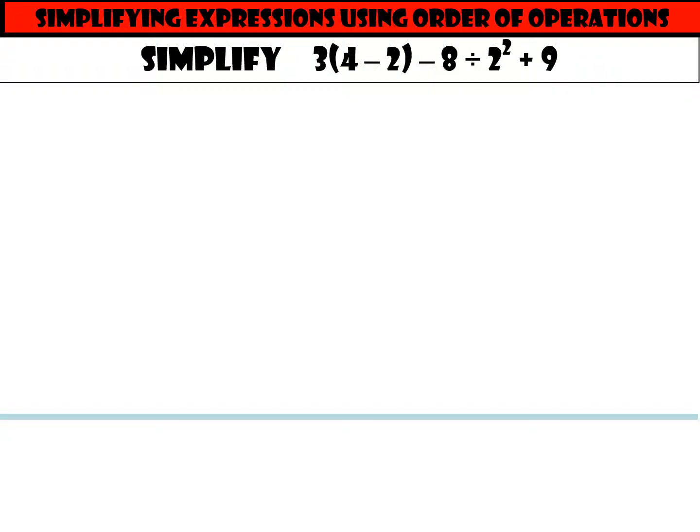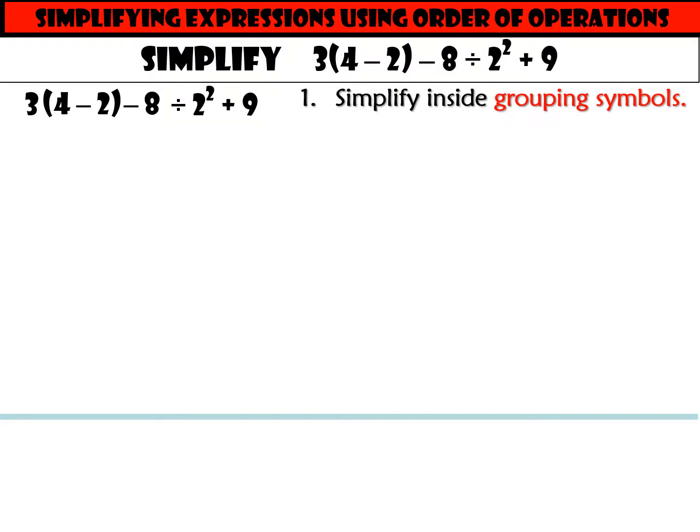Hi, this is Mr. Hood, and we're going to simplify an expression using order of operations. As you can see, this expression has quite a few operations in it, but in math, we have a specific order in which we follow each time. So, first things first, we're always going to simplify inside of grouping symbols. So in this case, we do have a set of grouping symbols, parentheses. So we're going to simplify that part first.